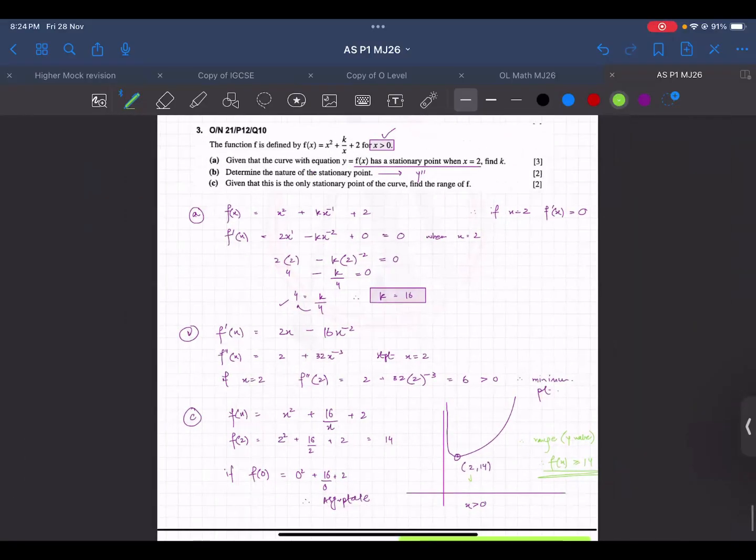Your function, you can see, if your x is all positive, your lowest value of y that you're getting is 14, and the value of y is increasing on both sides. So it will always be greater than or equal to 14 if your x is greater than 0. That's why this is the answer. Good question.